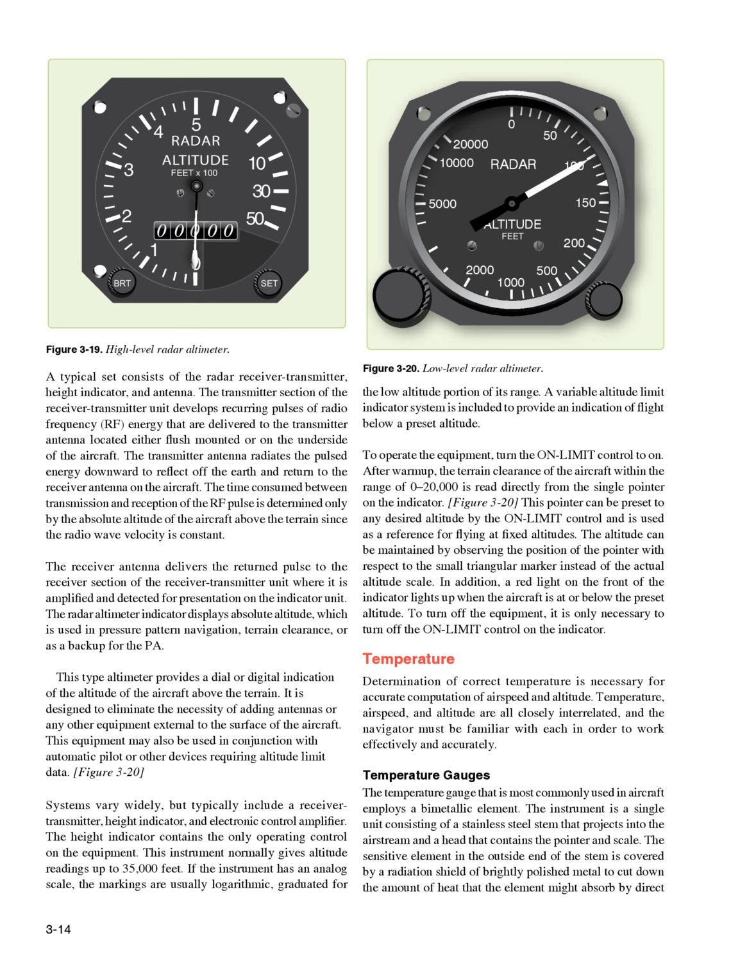To operate the equipment, turn the on-limit control to on. After warm-up, the terrain clearance of the aircraft within the range of 0 to 20,000 is read directly from the single pointer on the indicator. Figure 320. This pointer can be preset to any desired altitude by the on-limit control and is used as a reference for flying at fixed altitudes. The altitude can be maintained by observing the position of the pointer with respect to the small triangular marker instead of the actual altitude scale. In addition, a red light on the front of the indicator lights up when the aircraft is at or below the preset altitude. To turn off the equipment, it is only necessary to turn off the on-limit control on the indicator.